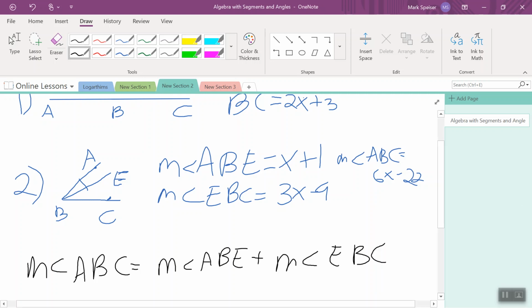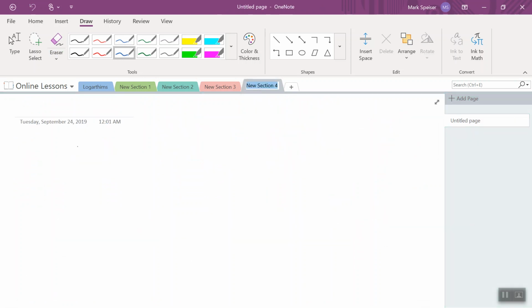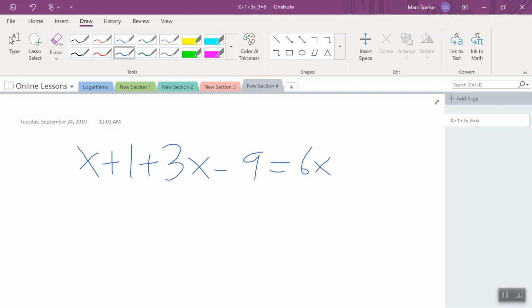or add angles to make larger segments or to break those segments into small pieces, or same thing for angles, to break those angles into small pieces. Now to actually do the algebra, once you have a geometric equation, you substitute in. And you get x plus 1 plus 3x minus 9. So let's get some more space. X plus 1 plus 3x minus 9 equals 6x minus 22.